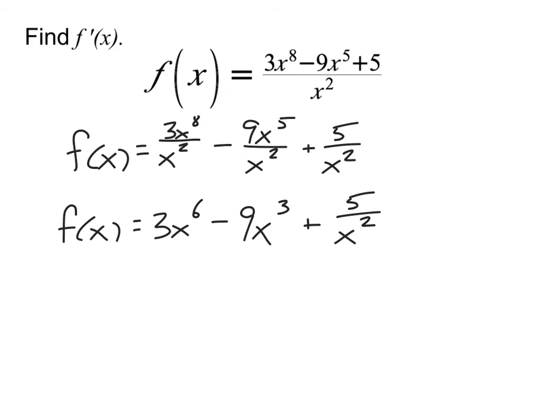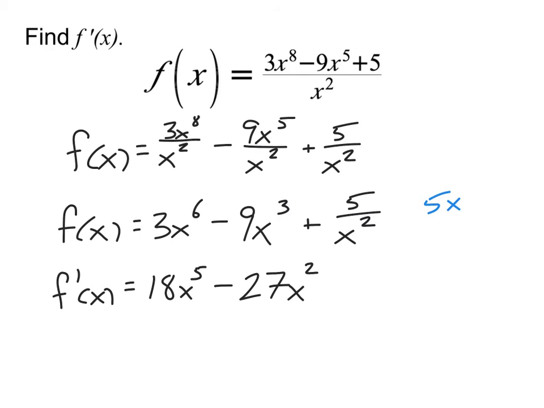Now at this point we can find our derivative, which is just the derivative of each of those individual terms. So 3 times 6 on that first one gives me 18, then x to the 6 minus 1 is 5. So I got 18x to the 5th minus, now I do the 9 times the 3, 27, and that's x squared. Now for this last one, it might be a little bit easier on you if you wrote this as 5x to the negative 2, because I'm going to be multiplying the 5 times negative 2, so it's actually a negative 10x to the negative 3.